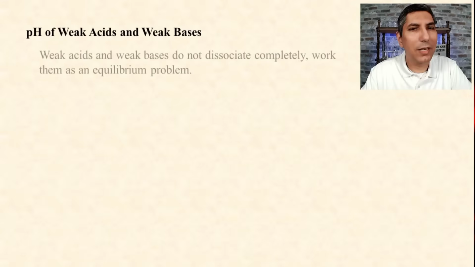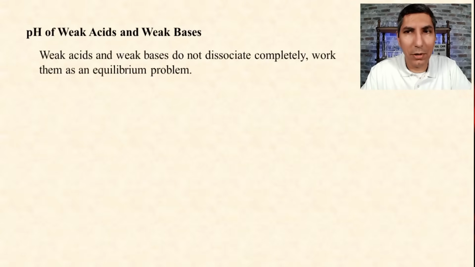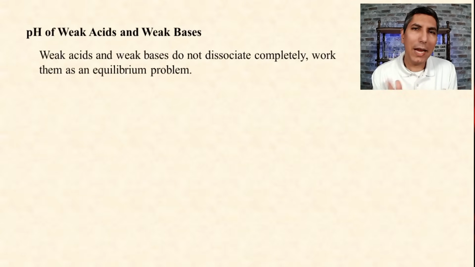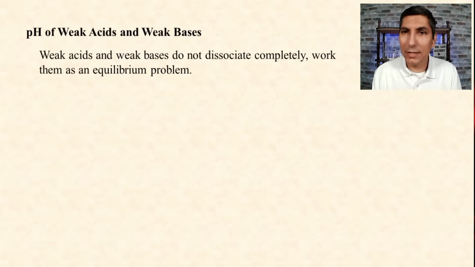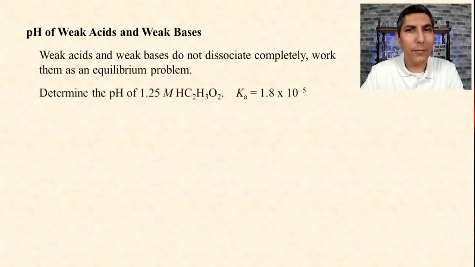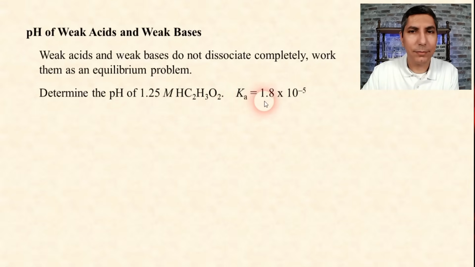What if it's a weak acid or a weak base? Well, we have to consider that this is an equilibrium problem, essentially, because weak acids and weak bases don't dissociate all the way. We have to work these out as equilibrium. So let's try a fairly straightforward weak acid problem here. It says determine the pH of 1.25 moles per liter acetic acid. And it gives us the Ka. That Ka is 1.8 times 10 to the negative fifth.